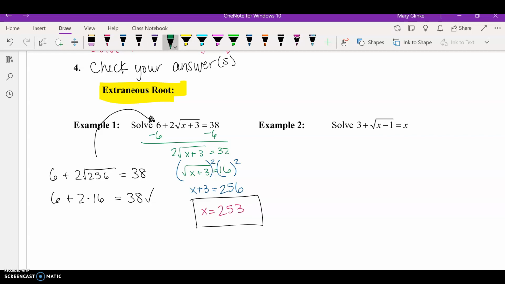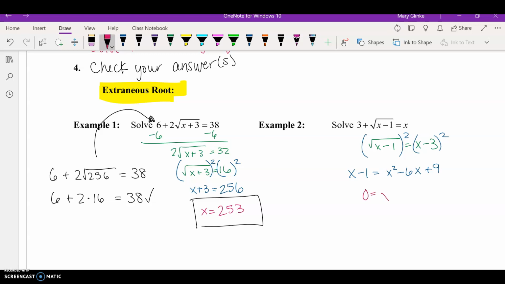Now, as you can imagine, different things will pop up depending on the problems that you are working on. So for instance, in example 2, we're going to go ahead and subtract 3 from both sides. Then we're going to go ahead and square both sides. On the left-hand side, we get x minus 1. On the right-hand side, we get x squared minus 6x plus 9. So now our resulting equation is something that needs to be factored.